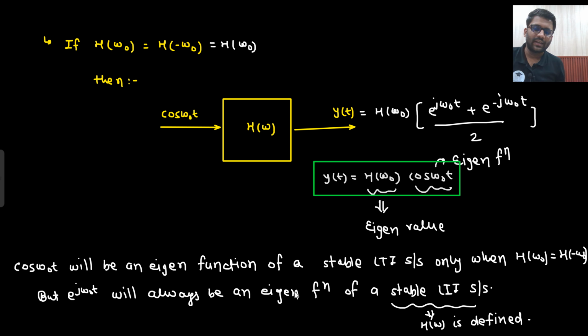So the only condition is that h of omega naught should be equal to h of minus omega naught. I am not saying that h of omega should be equal to h of minus omega. No, this is not the desirable condition. The only required condition is h of omega naught should be equal to h of minus omega naught, right?